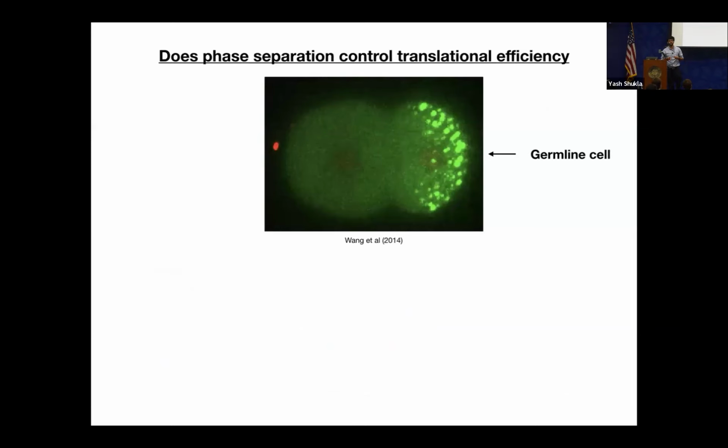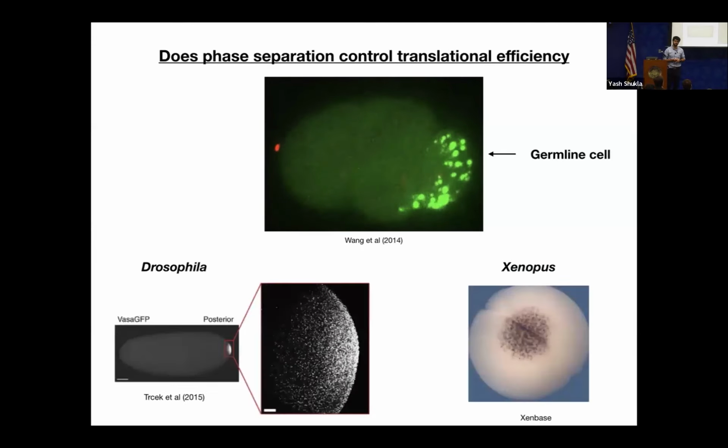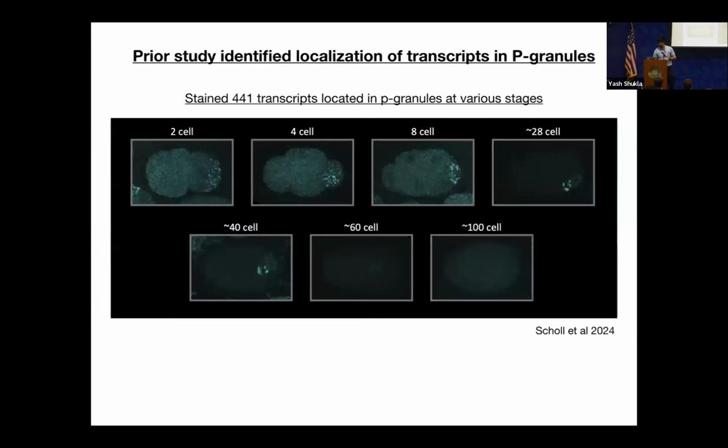So what is thought of in the field is that a lot of these mRNAs would be localized into these granules that I'm showing in green in the germline lineage, where they would trap these mRNAs and prevent them from being translated. I wanted to assess whether that was the case in our data set. And these granules are not something that's unique to C. elegans. You also see this in Drosophila or even in Xenopus.